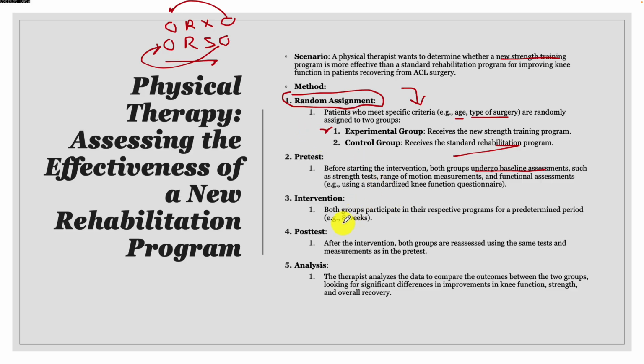Right? We know we're going to put both of them through 8 weeks of this intervention. So this intervention between strength training and standard rehabilitation is going to be 8 weeks. That's a pretty good time. And post-test is there. And then we're going to analyze this. Did this work? Did we have an increase in knee function?